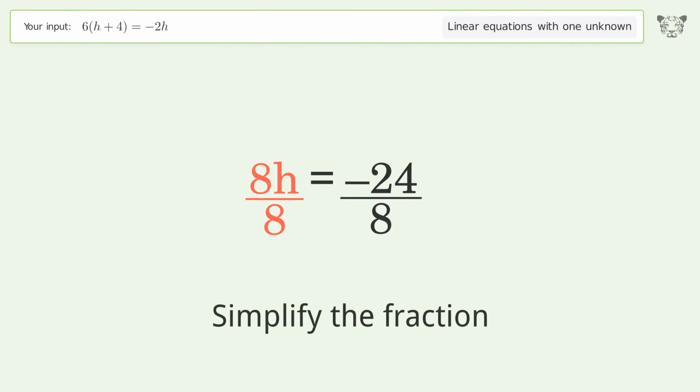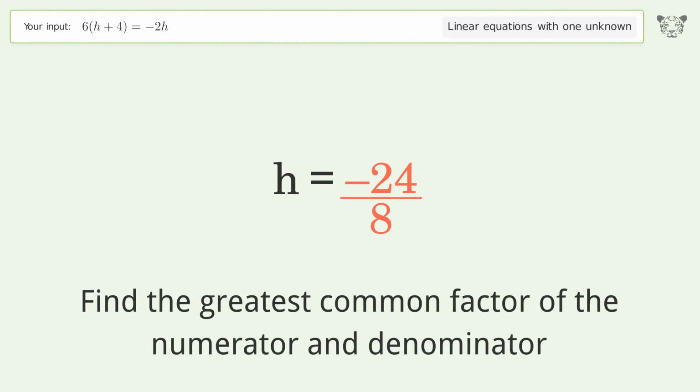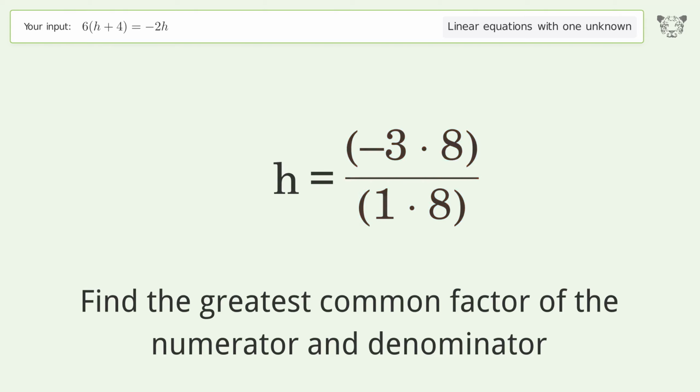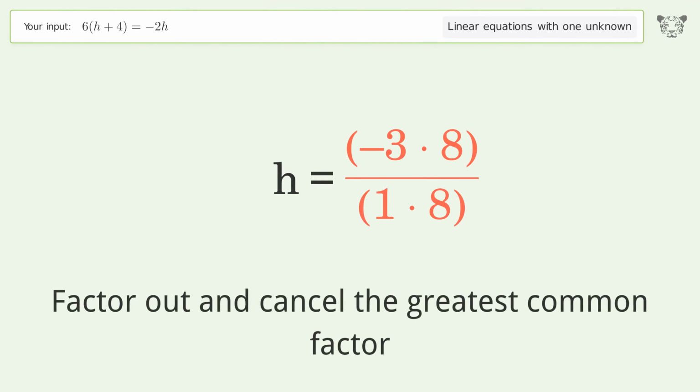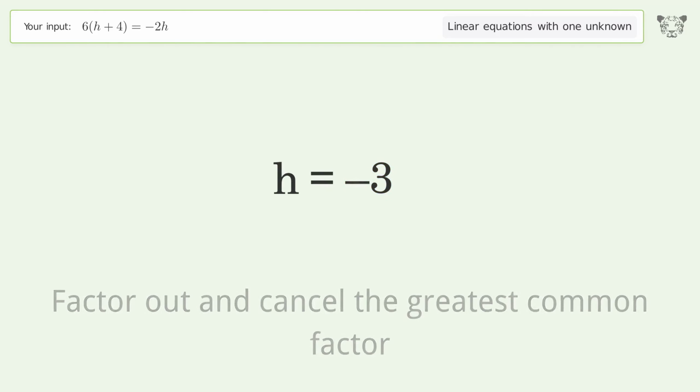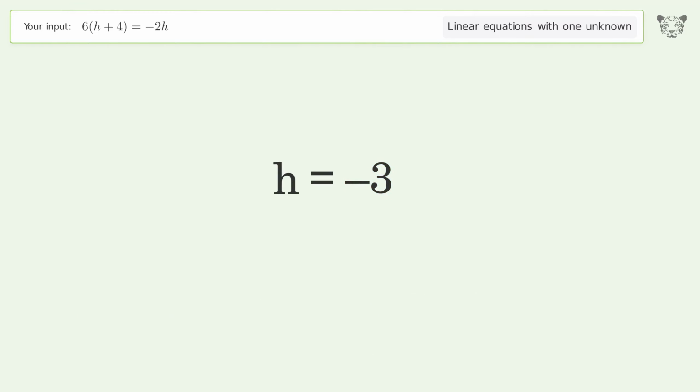Simplify the fraction. Find the greatest common factor of the numerator and denominator. Factor out and cancel the greatest common factor. And so the final result is h equals -3.